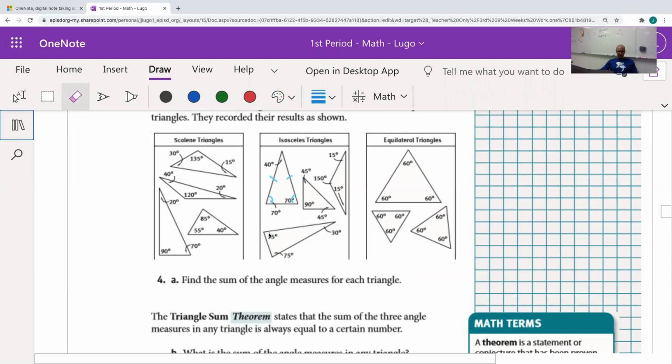Same thing over here. If this angle is 75 degrees, and this angle is 75 degrees, that means that these 2 sides, I may not know the measurements, but I know that these 2 sides are going to be equal lengths. Same thing over here. If this angle is 45 and this angle is 45, I can infer that these 2 sides are also going to be equivalent to each other. All right.